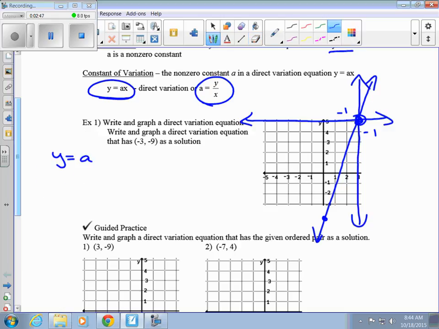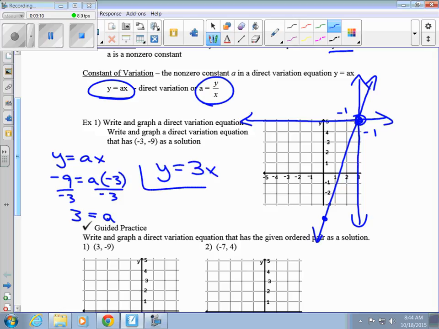So if we take our constant of variation, we're going to find that. We put in -9 equals a times x, which is -3. So divide by -3, and we have a equals 3. So our equation is y equals 3x. Now, if we look at this graph, we'd go up 1, 2, 3 over 1, up 1, 2, 3 over 1, up 1, 2, 3 over 1. So that, in fact, is the graph of that equation.